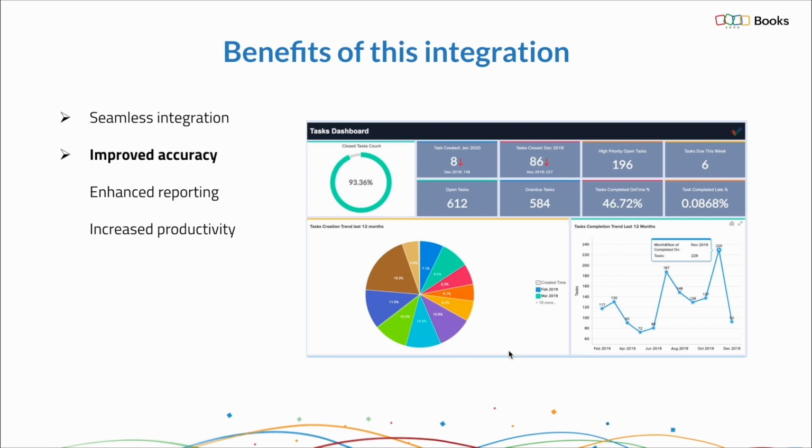With Zoho Projects and Zoho Books, you can generate detailed reports on project progress and financial performance. These reports provide valuable insights that can help you make informed decisions. With Zoho Projects and Zoho Books, you can streamline your workflow and increase productivity. You can create projects, assign tasks, track time, and generate invoices in one platform, eliminating the need for multiple tools.